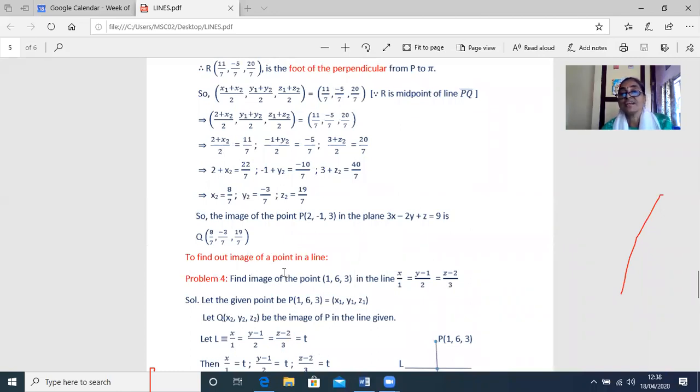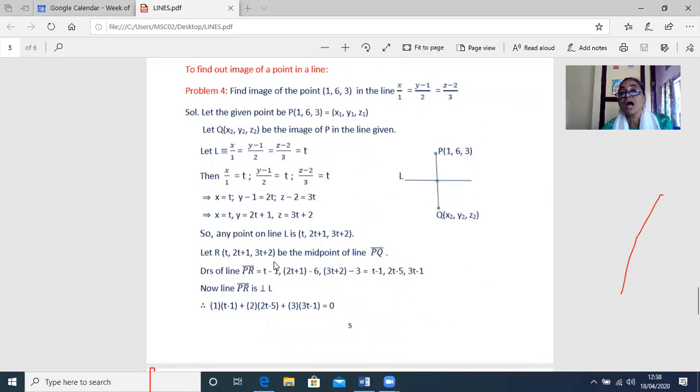Okay, now let us move on to the next problem. How to find the image of a point in a line. In the previous problem, in place of a line, you had a plane, girls. Okay, now we have a line. So let P be the given point, let L be the given line. Remember, here the line is in the symmetric form. Now let us take Q as the image of the point P.